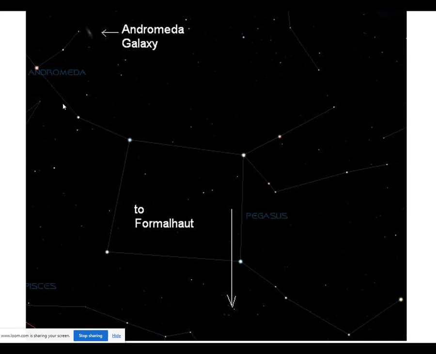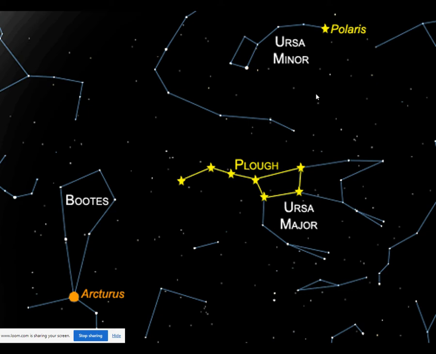And then if you follow it up here, there's a branch off here, and that will lead you to the Andromeda Galaxy. And that's the only thing visible to the naked eye that isn't in our own galaxy. It's the Andromeda Galaxy.